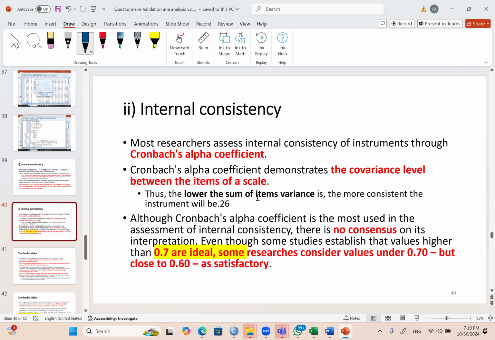Cronbach's alpha is the most used measure to assess internal consistency. There is no consensus about its guidelines. Some studies say that values higher than 0.7 are ideal. Some consider values under 0.7 or even 0.6 as satisfactory. So you are looking for a higher Cronbach's alpha anyway.